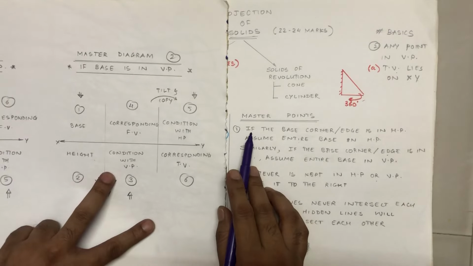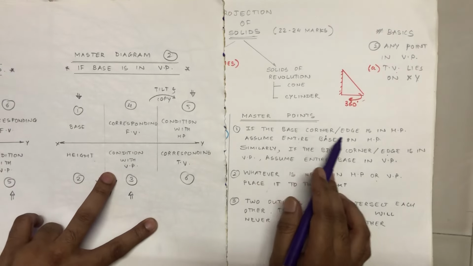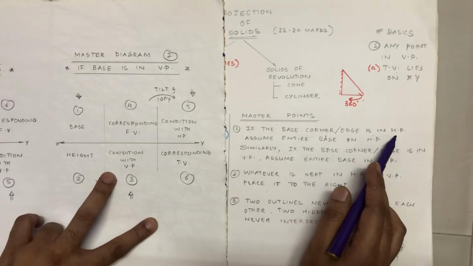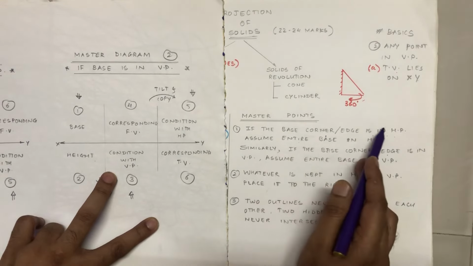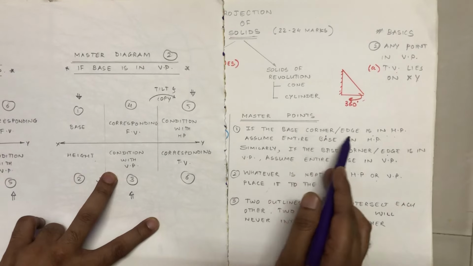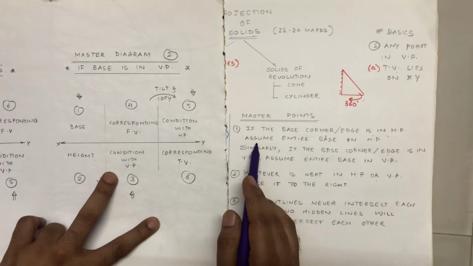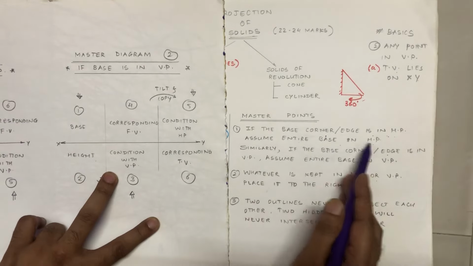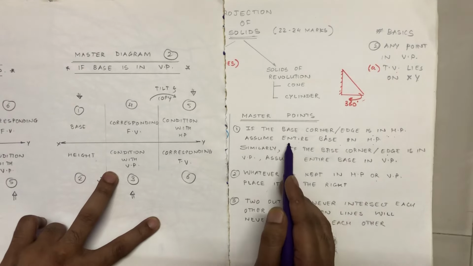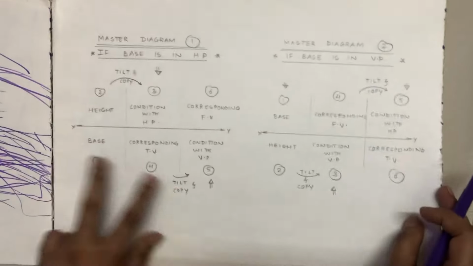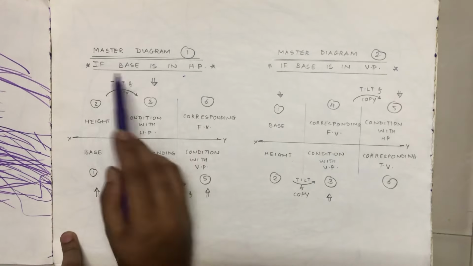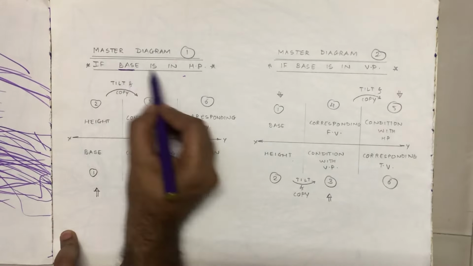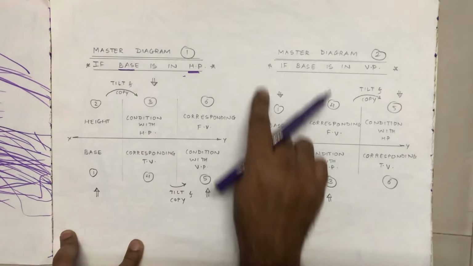Remember what our first point was? Our first point was, if the base corner or the base edge is in HP. Now if while reading a problem we understand that a base corner or the base edge is in HP, assume the entire base in HP, is what the first master point says. As soon as you assume the entire base in HP, you will have a look at this master diagram, because this master diagram is what we follow if the base is in HP.